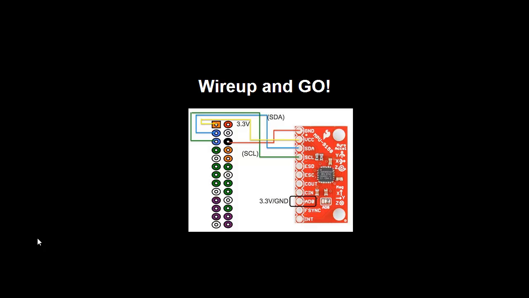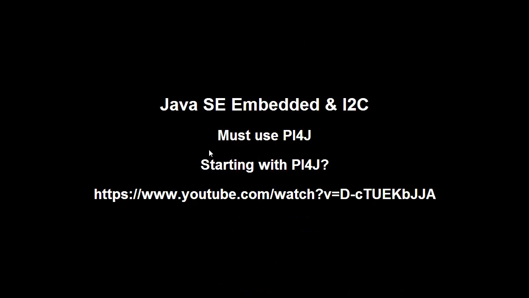So you are ready to wire up and go. In this case, we have this picture of a gyroscope and accelerometer component. I took this picture from Angela Caicedo's blog. If you need more information, we will provide you the link at the end of this presentation. In this case, we are just connecting two wires from the component to the I2C lines of your Raspberry Pi GPIO. And we are plugging the VCC into the 3.3 volts and the ground into the ground pin of your Raspberry Pi GPIO. Very simple, easy.